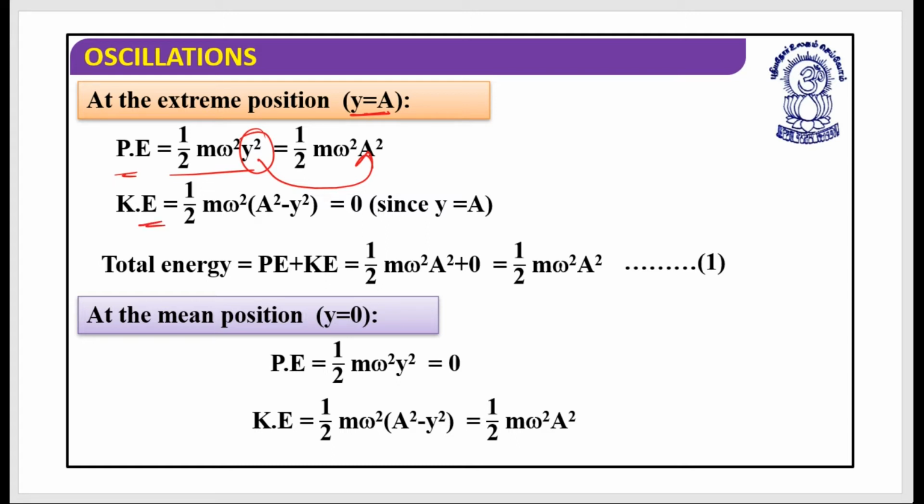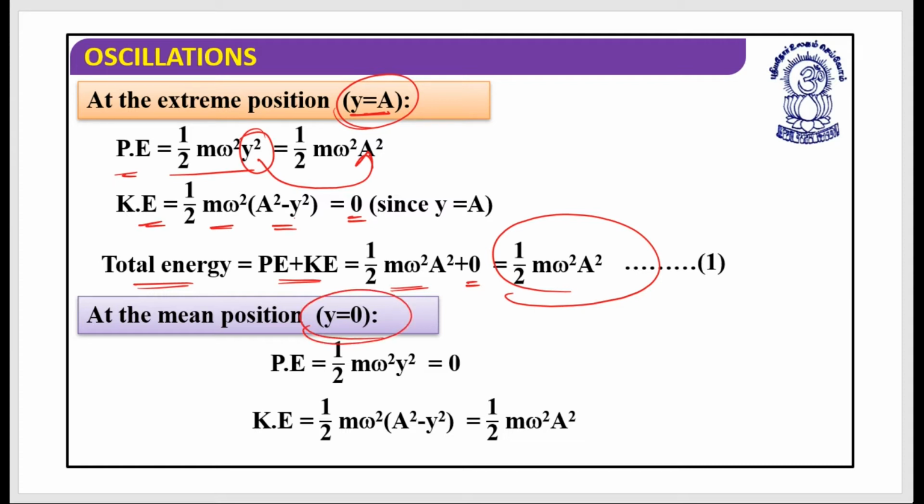And what is the kinetic energy? The kinetic energy is equal to half m omega square into bracket a square minus y square. For the extreme position, if I put y equal to a, this is equal to 0. So if I look for the total energy, the total energy can be written as potential energy plus kinetic energy. The potential energy is half m omega square a square and the kinetic energy is 0, so the total energy is half m omega square a square.